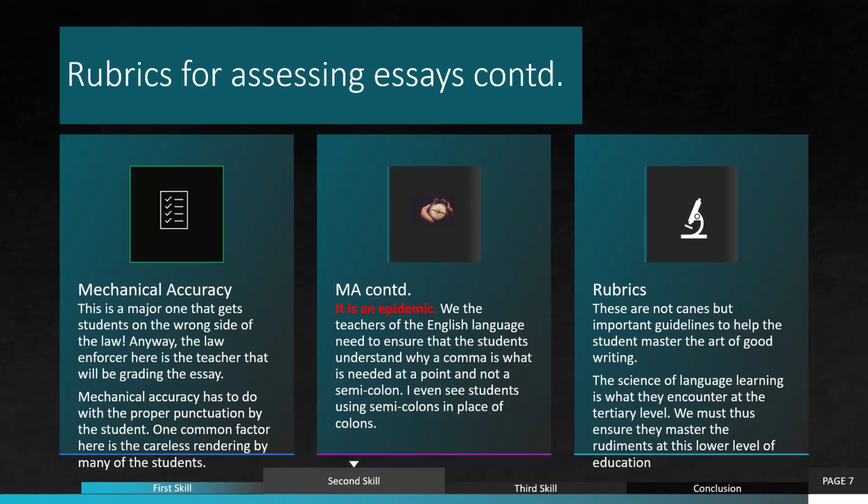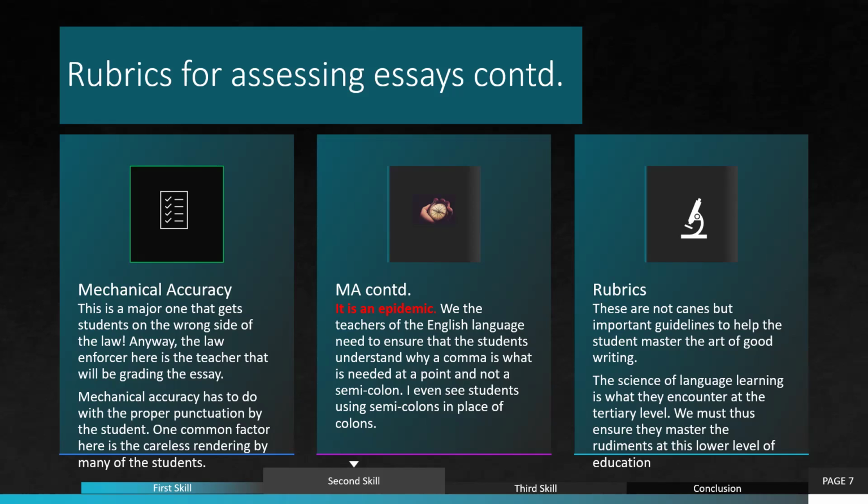Mechanical accuracy is also another thing. This is a major one that gets students on the wrong side of the law. When I say law, I mean the law of the teacher, the law of the assessor. The law enforcer here is the teacher that will be grading the essay. Mechanical accuracy has to do with proper punctuation by the student. The student needs to know where to place the comma, where to put the full stop, where there's need for an exclamation mark, where there's need for a question mark.